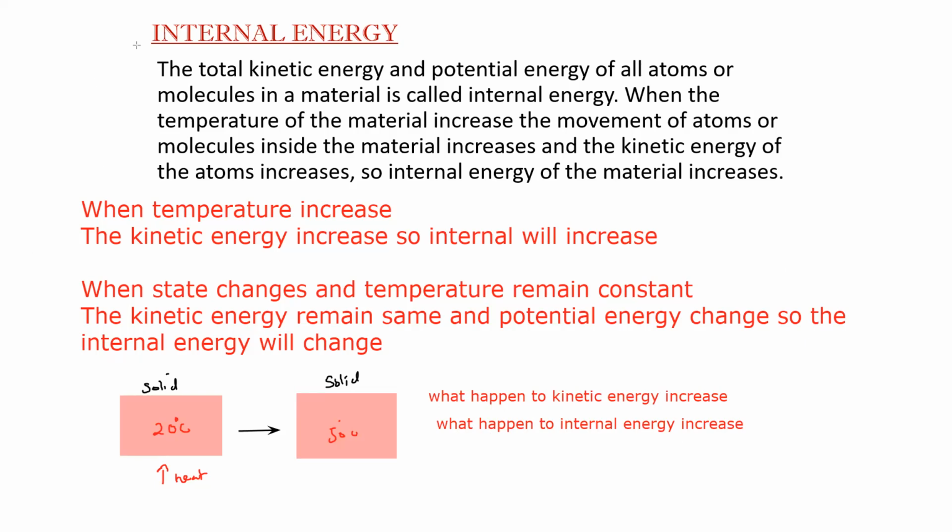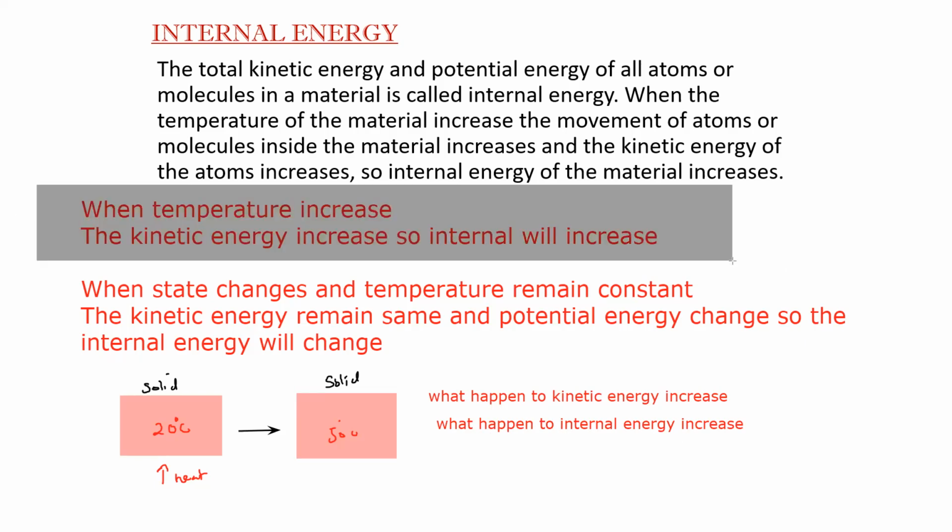Is the first statement clear? I'll explain the second statement as well, but you should understand the first statement: when the temperature increases for a substance, there will be an increase in kinetic energy and internal energy, which is the sum of kinetic and potential, so that will also increase. And the opposite will happen if you decrease the temperature: the kinetic energy will decrease, and the internal energy will also decrease. Any doubt till this point? Any question or doubt?